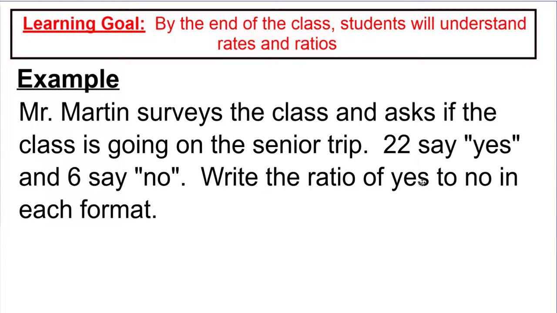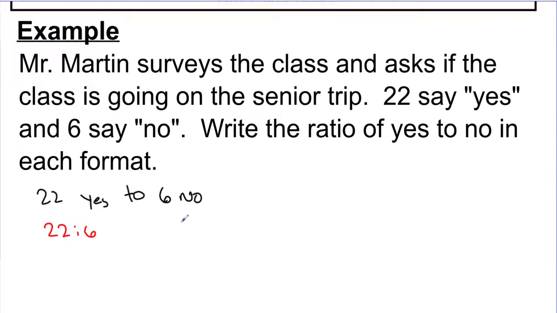Okay, so if I survey a class and I ask the class who's going on the senior trip, and 22 people say yes and 6 people say no, if I wanted to write a ratio of yes to no using each of these formats, here's what it would look like. I would say 22 yes to 6 no. So this is like the word representation of our ratio. I could also say 22 to 6, okay, which is again the colon representation, or I could do 22 over 6, right? And so in each of these cases, this is yes to no.